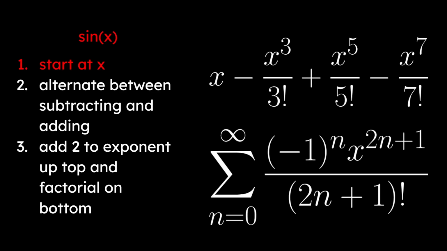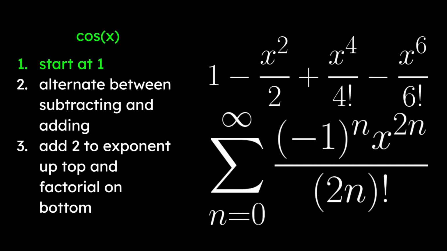Start at x, then alternate between subtracting and adding the next term, while you add 2 to both the factorial on bottom and the exponent up top. The Maclaurin series of cosine of x is similar to sine of x, but starts at 1, and then, like before, continues alternating while adding 2 to both the exponent and the factorial.